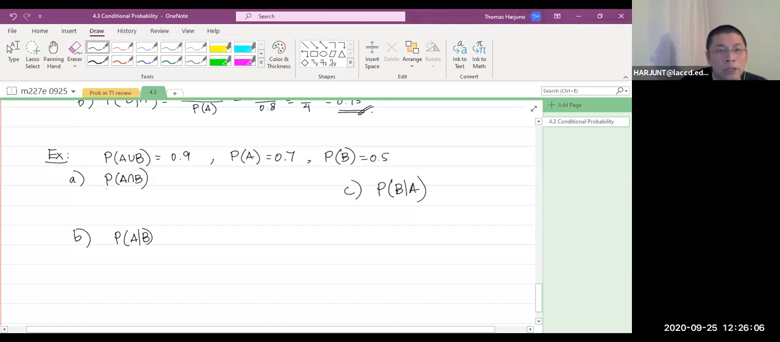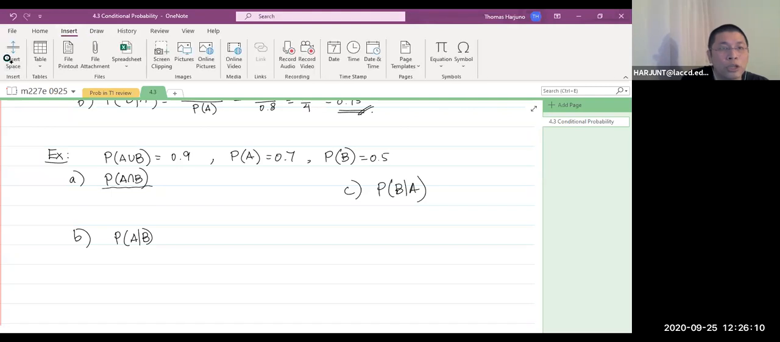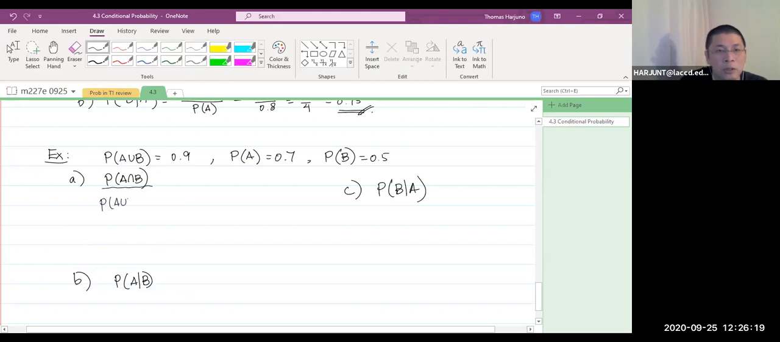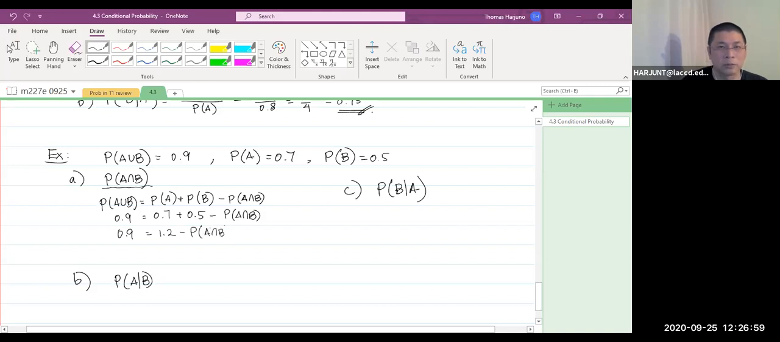Okay, the probability of the intersection. I need to use the inclusion-exclusion formula. Let me write down the formula first. The probability of the union equals the probability of A plus the probability of B minus the probability of the intersection. So 0.9 equals 0.7 plus 0.5 minus the probability of the intersection. 0.9 equals 1.2 minus the probability of the intersection. So the probability of the intersection equals 1.2 minus 0.9, that's 0.3.